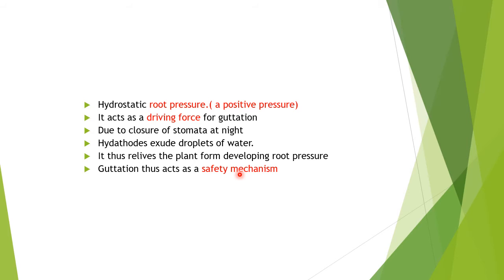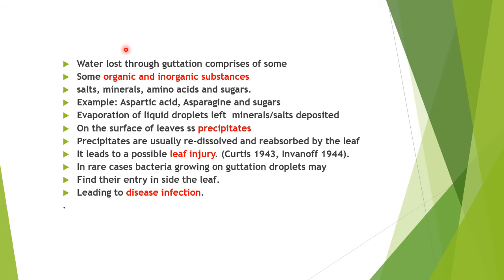That's why we have named these hydathodes water safety valves, because they are releasing the pressure which is developed within the plants during humid nights. Water lost through guttation comprises some organic and inorganic substances: salts, minerals, amino acids, and sugars. It's not pure water only. Examples are aspartic acid, asparagine, and a number of sugars.